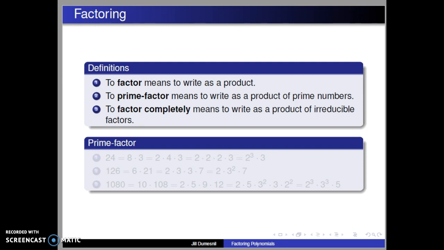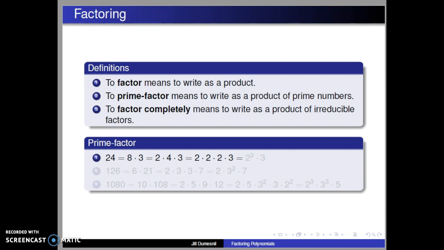We are often asked to prime factor numbers. To prime factor 24, we begin by factoring 24 into any two factors and continue factoring until we can't factor anymore. If we write 24 as 8 times 3, we can continue factoring, replacing 8 by 2 times 4, and then replacing 4 by 2 times 2 until each factor is prime.